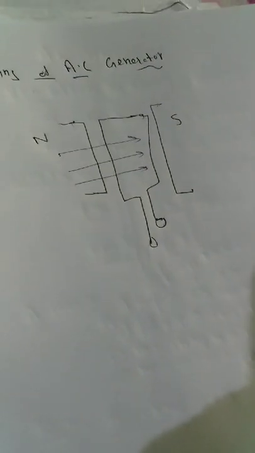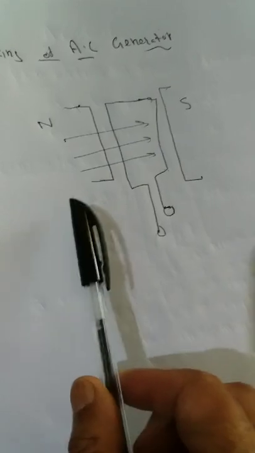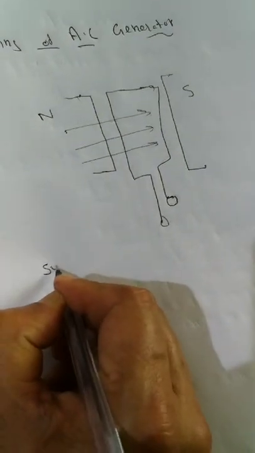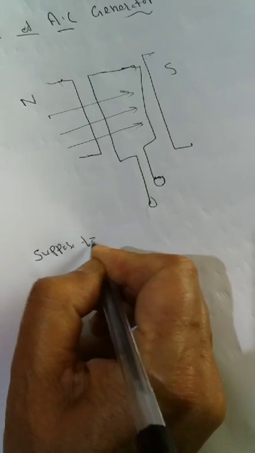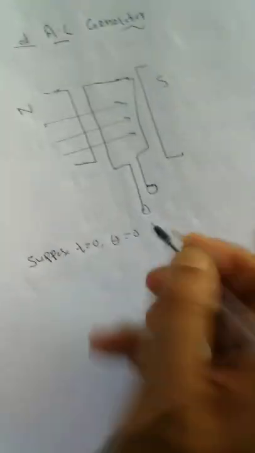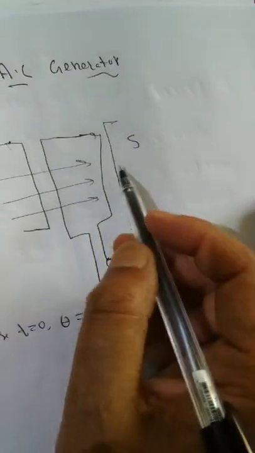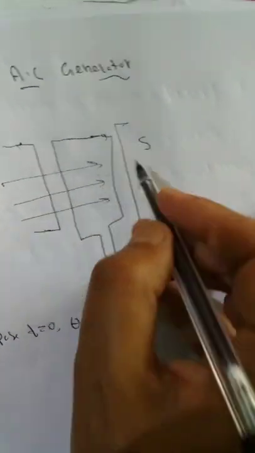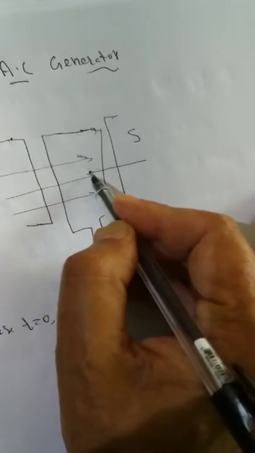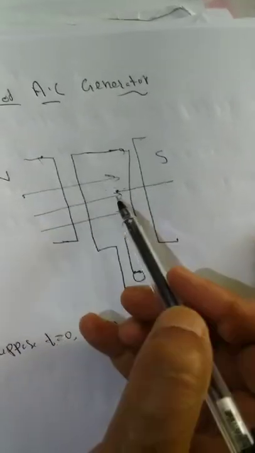Now when we talk about the working, suppose we start when time t is equal to 0, theta is equal to 0. Theta is the angle between the magnetic field and the area vector. This is the area, and the line which is perpendicular to it is called the area vector.